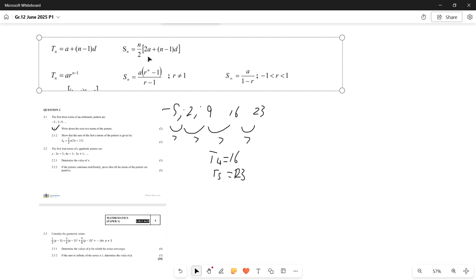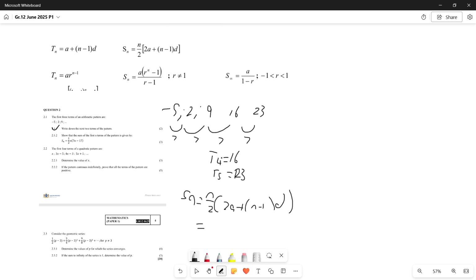So Sn equals n over 2, and then I'm just going to write this down so long. What we need to do is plug in our a. Our a value is the first term in this pattern, it is the -5. I'm just going to change the form here already to make it 1 over 2n, because that's how they have it set up. And then 2 times -5 plus n minus 1 we leave as is, and then our difference is the 7 over here.